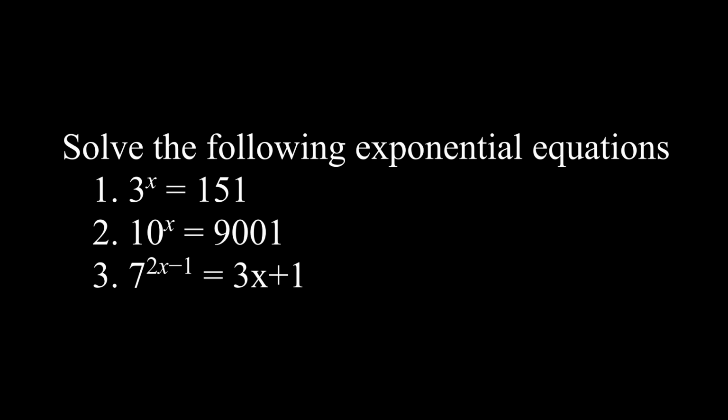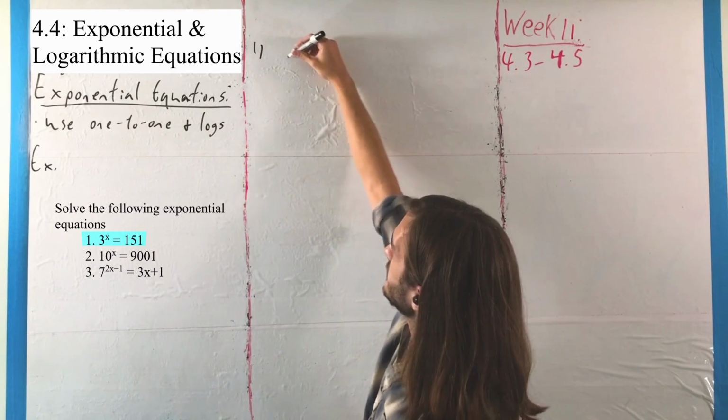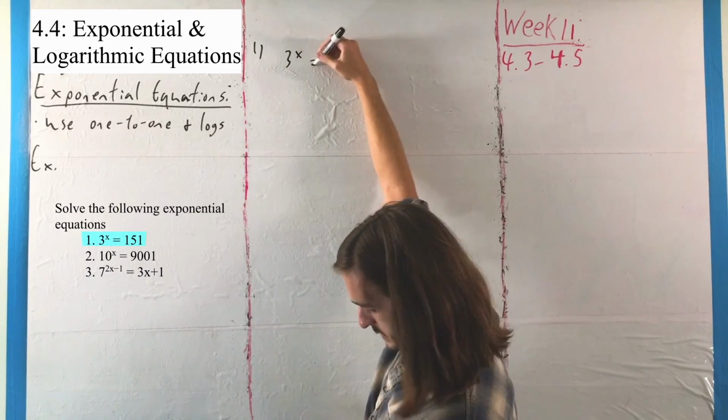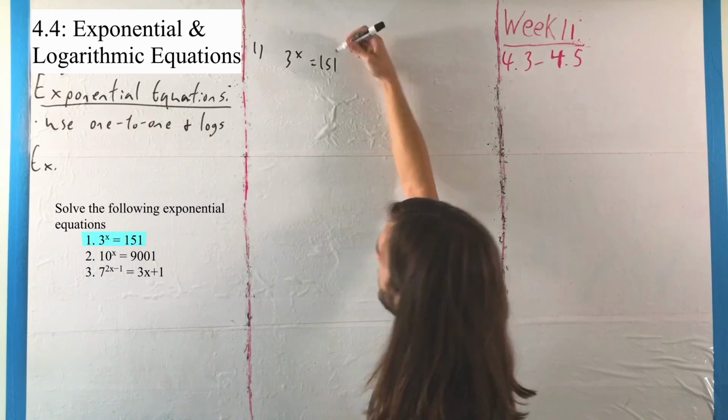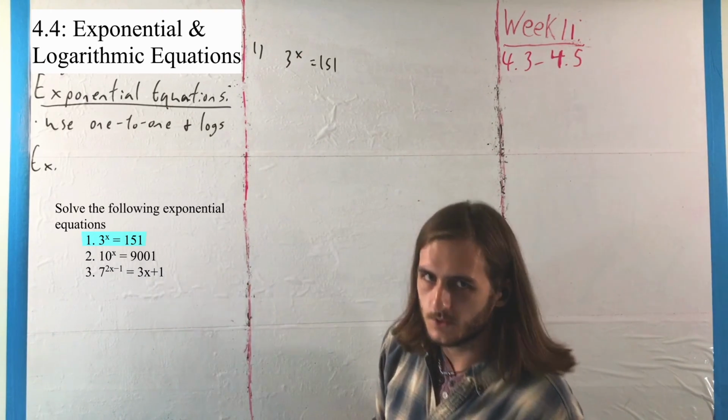For this, we want to solve the exponential equations 3^x = 151, 10^x = 9001, and 7^(2x-1) = 3^(x+1). So if we want to deal with that first case, we have 3^x equal to 151. Since we don't have this in base 10, we'll just use the natural logarithm.